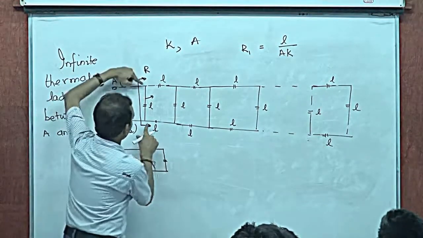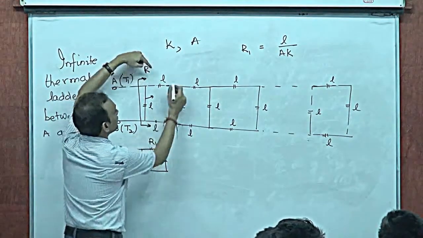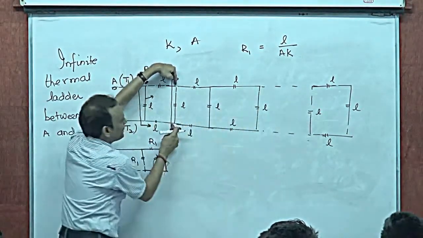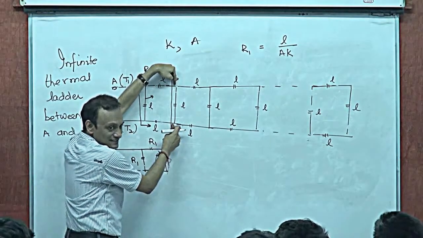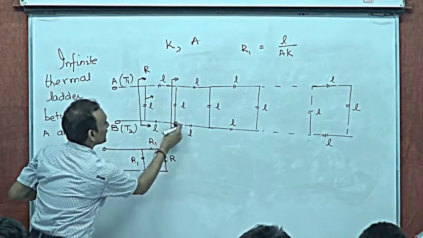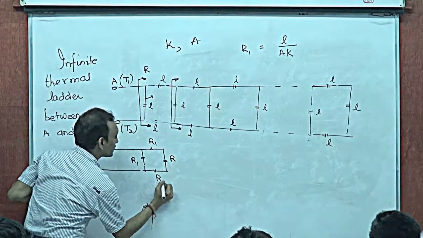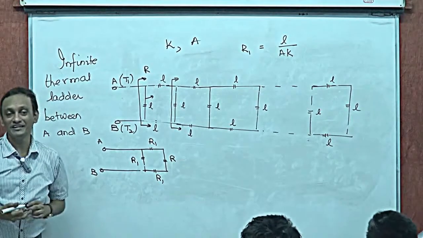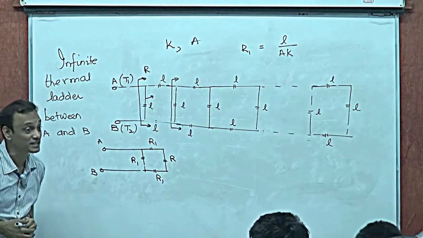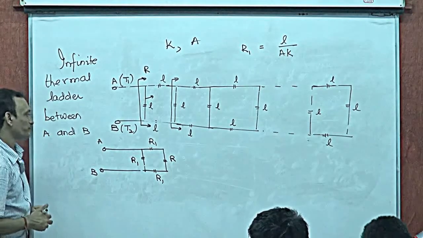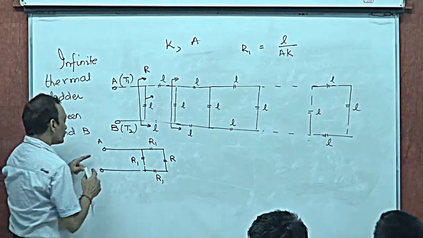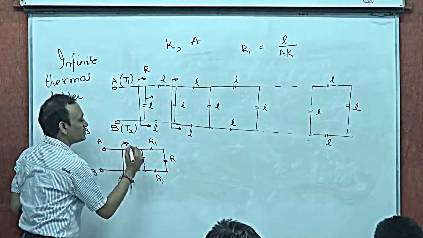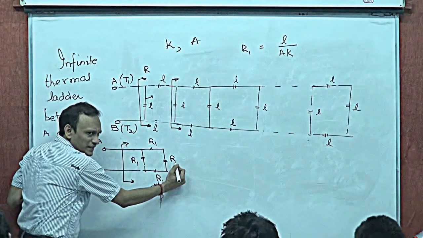Now, if across these two it's R, then whatever is to the right of this could be replaced by R, isn't it? So then there is an R, and then this is R1, this is R1. That's the equivalent thermal circuit between A and B, isn't it? The equivalent of all of this across A and B must be R. That's what we have taken.